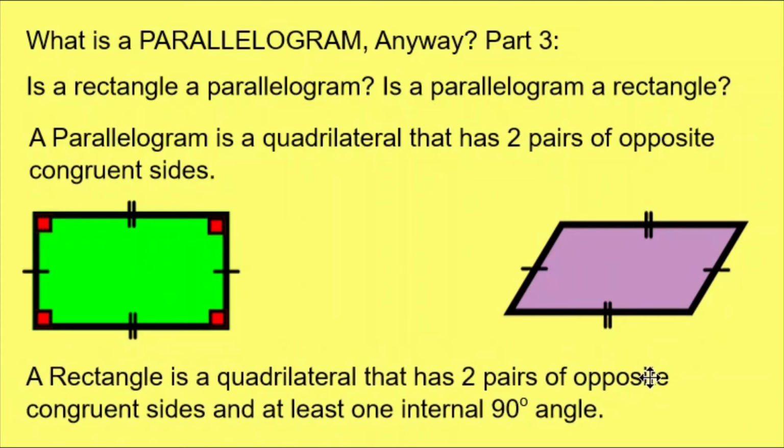A rectangle has two pairs of opposite congruent sides and at least one internal 90-degree angle. This parallelogram is following the first part of that rule, but not the second part. It doesn't have any internal 90-degree angles. But a parallelogram can have an internal 90-degree angle. Therefore, some parallelograms are also rectangles. Final answer to our question: all rectangles are also parallelograms, and some parallelograms are also rectangles.